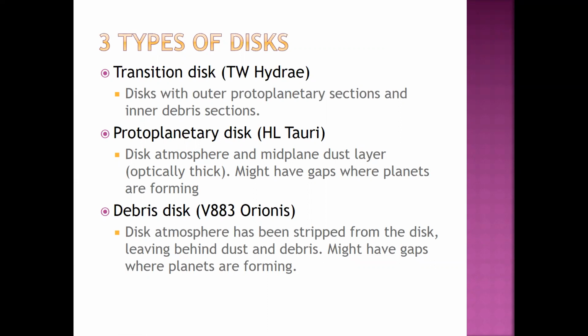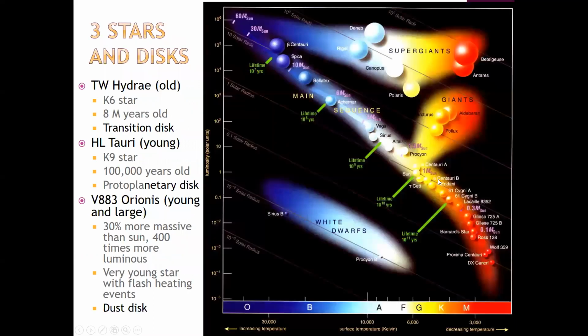Finally, we'll look at a debris disk, or an older disk. And we'll be looking at V883 Orionis, which actually is not an old star, but it's a large star, so it's blown away the disk quickly. And in a debris disk, the disk atmosphere has been stripped from the disk, leaving behind dust and debris. And like the others, it might have gaps where planets are forming.